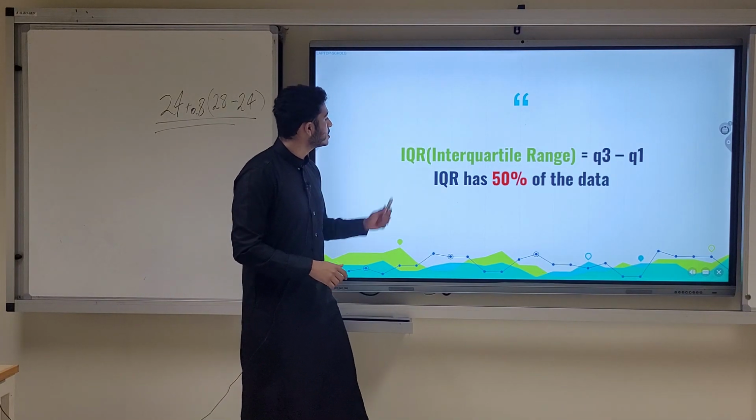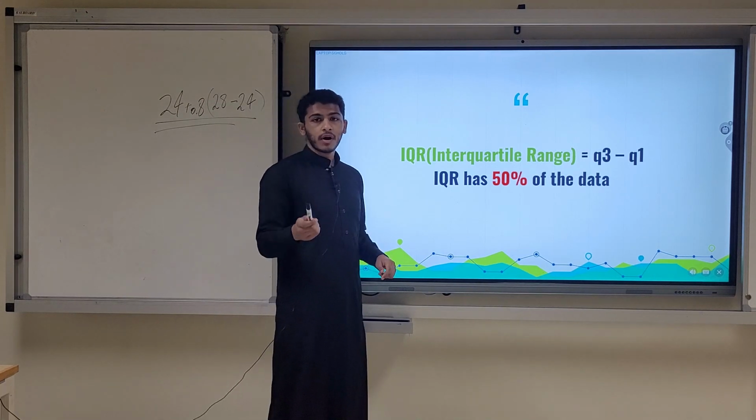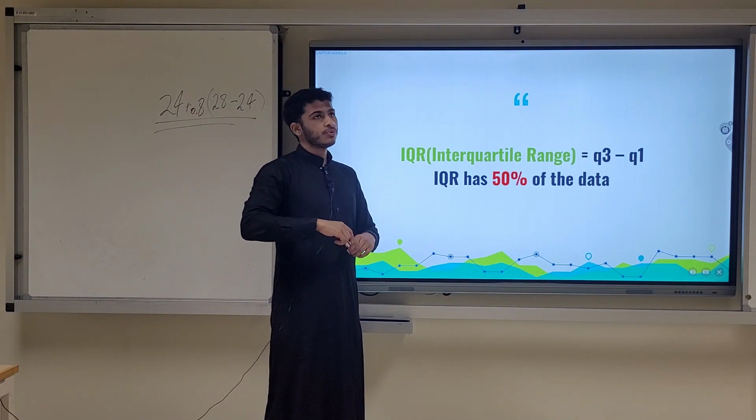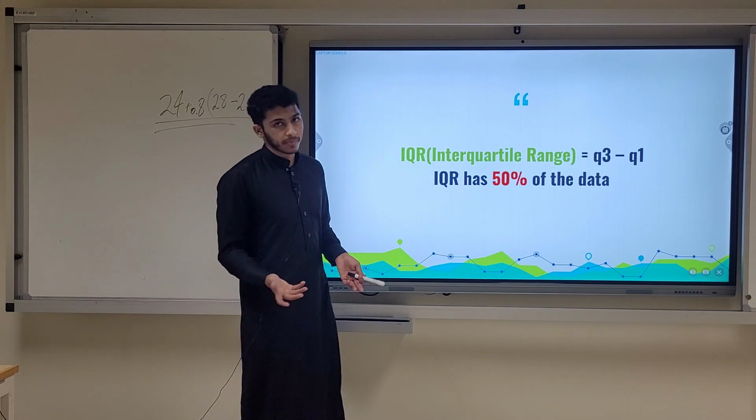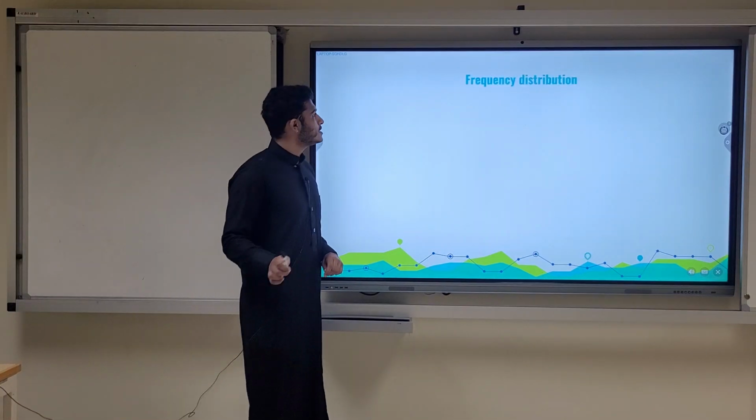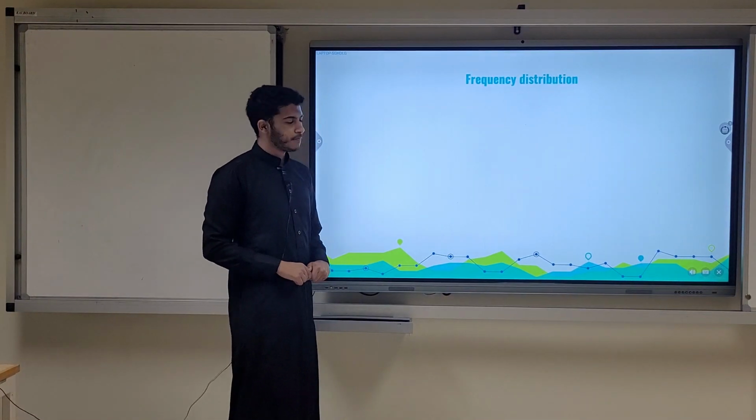And also we're going to use the interquartile range, IQR, in constructing a box and whisker plot. Now let's talk about frequency distributions.